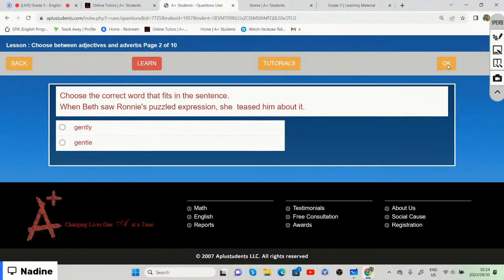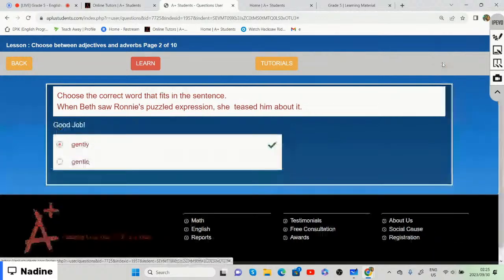All right, so basically she gently teased him. We can say she gently teased him because gently is our adverb, right? That tells us about the tease, and gentle is an adjective. So gently teased him.